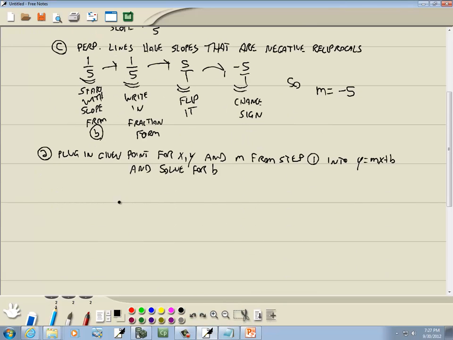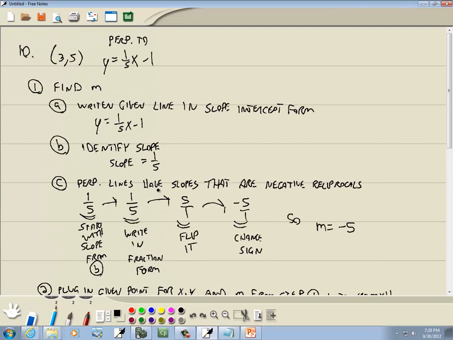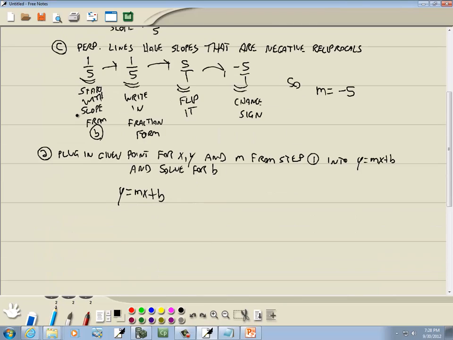Okay. I think the point was 3, 5. So this is our x and this is our y. So x is 3 and y is 5. So we'll put 5 in for the y. M we just said was -5 and x is 3. Then plus b. And we want to solve for b. -5 times 3 is -15. Take -15 to the left side, becomes a +15. And we get b is equal to 20.